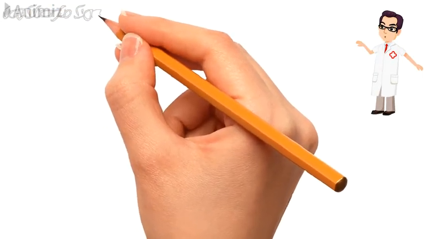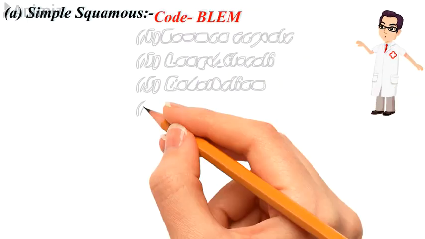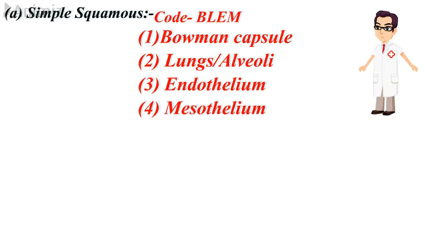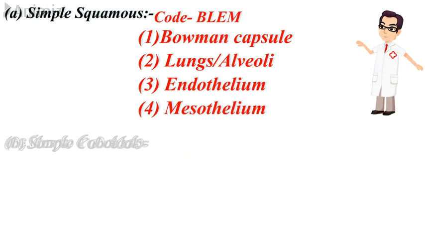So first is simple squamous. For the sites where simple squamous is present, I made a mnemonic for it. It is BLEM. B stands for Bowman capsule, L stands for lungs or alveoli, E stands for endothelium, and M stands for mesothelium.